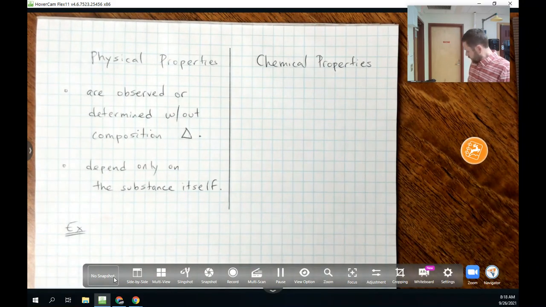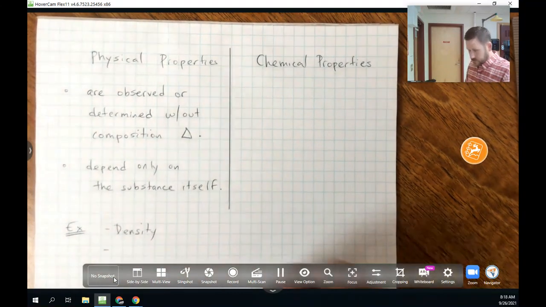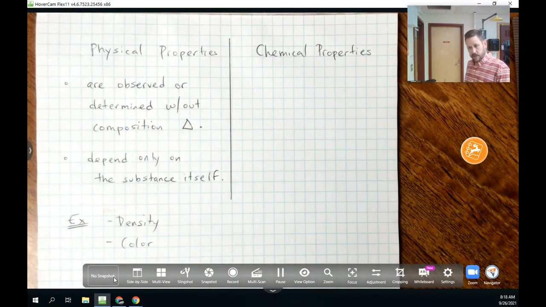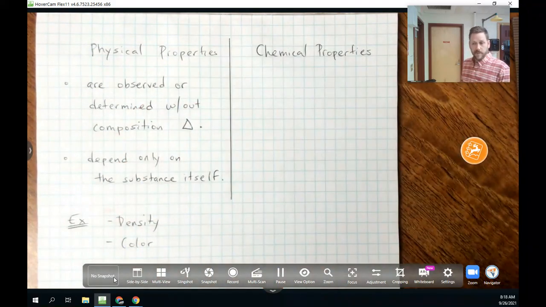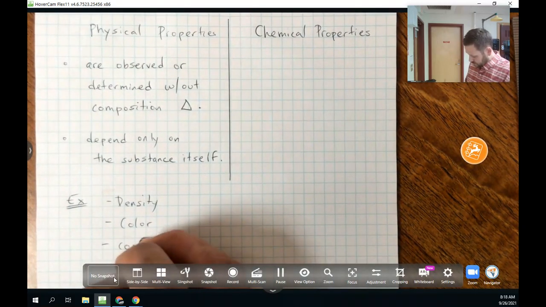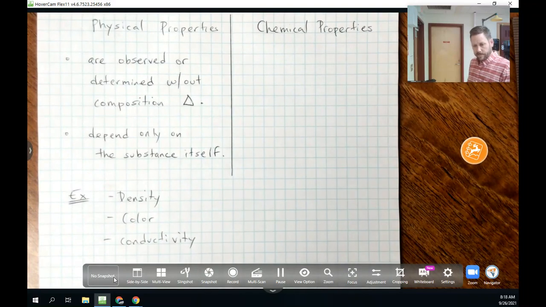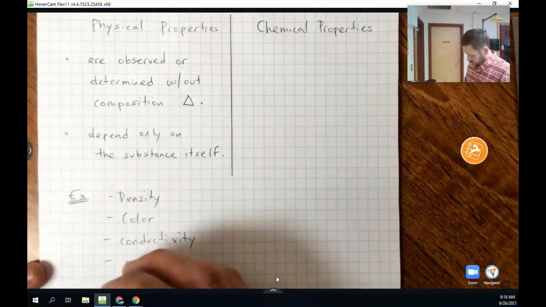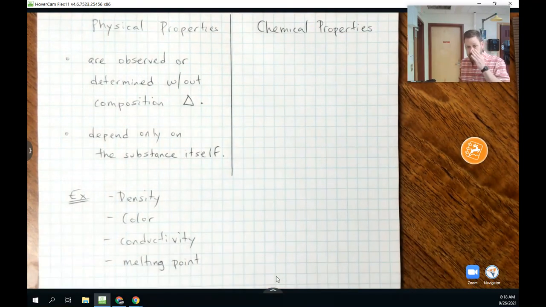So, an example that I gave before was density. That can certainly be determined without changing the composition of the substance. Color. If I gave you an aluminum cube and asked you to calculate its density and observe its color, it's still made of aluminum. The composition of a substance, what I mean by that is its chemical formula, right? Its makeup can always be described with a chemical formula. Other examples might be conductivity, and that could perhaps refer to the conductivity of heat or the conductivity in terms of electricity. And then finally, we're going to include all phase change determinations like melting point, boiling point, and so on. So those are examples of physical properties.